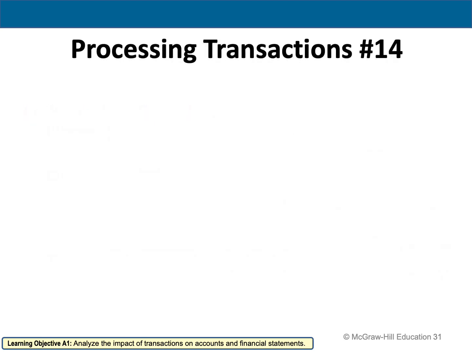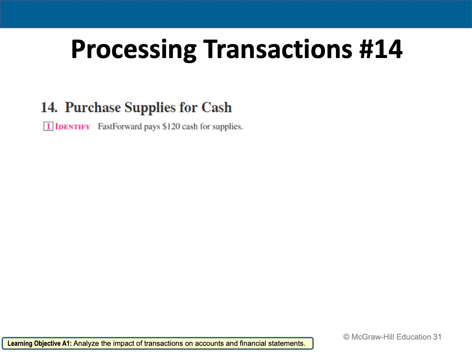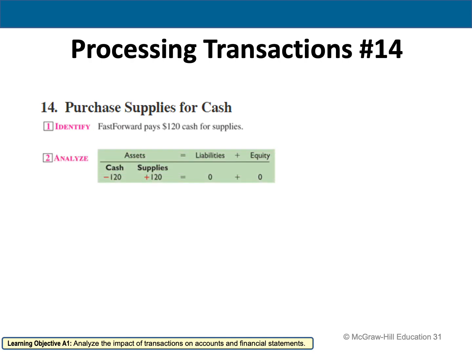So now let's move on to processing transaction 14. Here what happens is that, fast forward, they pay 120 cash for supply. So the company purchases supply for 120. So now how are we going to analyze it? Because we pay, my cash is going to decrease by 120, and because I purchase supplies, my supplies will increase.